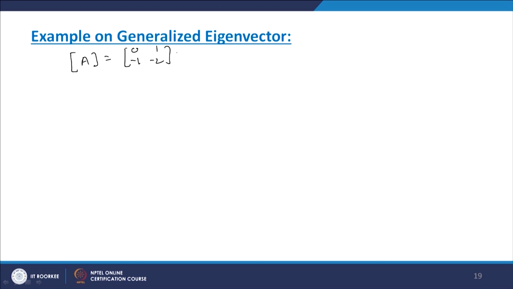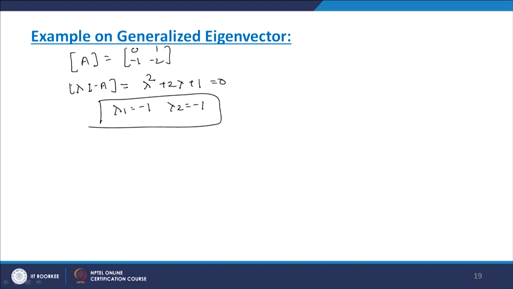If you solve it, what will we get? Lambda I minus A, if you solve it, we will get lambda square plus 2 lambda plus 1 equal to 0. So we will get lambda 1 equals minus 1 and lambda 2 equals minus 1. These are the two eigenvalues we have got for this matrix 0 1, minus 1 minus 2. But the eigenvalues are repeated. Now, how do we proceed further to get the eigenvector for such types of problems?